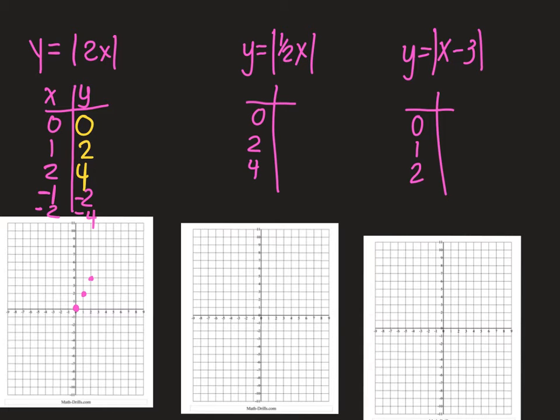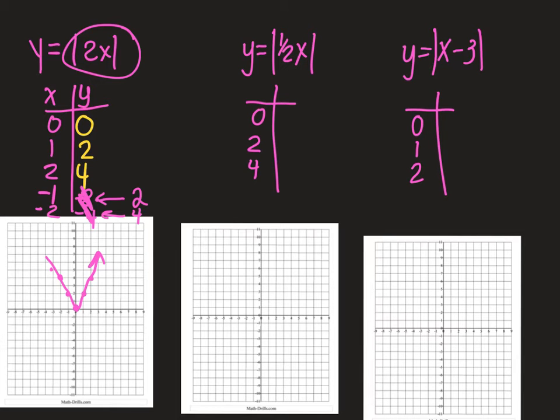Negative 2. Oh, silly me. The absolute value bars mean I'm going to make it positive. So this is not going to be negative 2. It's going to be a positive 2. This is going to be a positive 4. Silly, silly, silly. All right, so I got negative 1, 2, negative 2, 4. I can see my V, and I'm ready to connect.